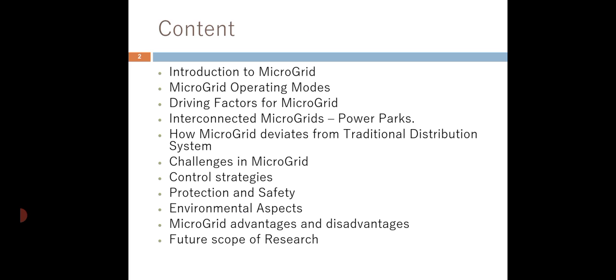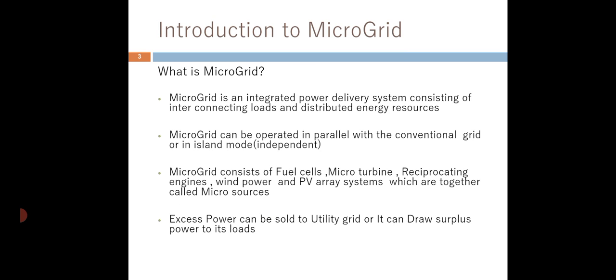In this, we have to cover the following topics. The first is introduction to microgrid, operating modes, driving factors for a microgrid, and interconnected microgrid. Then how a microgrid deviates from a traditional distribution system, challenges in microgrid control strategy, then protection and safety, environmental aspects, microgrid advantages and disadvantages, and future scope of microgrid. First is introduction to a microgrid.